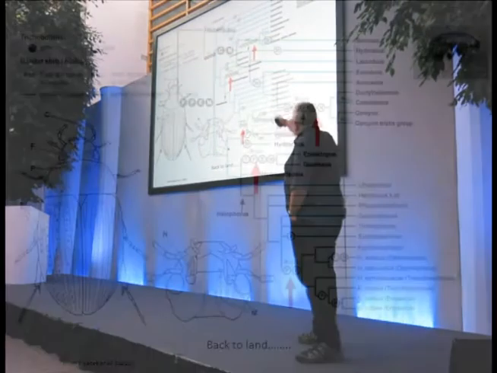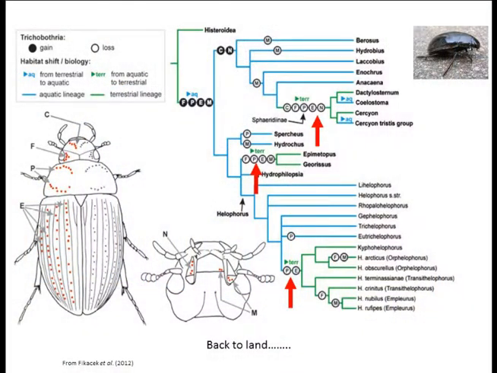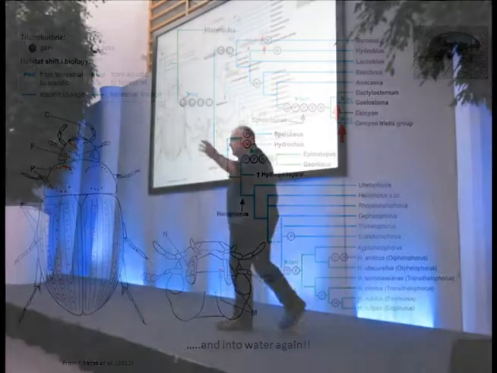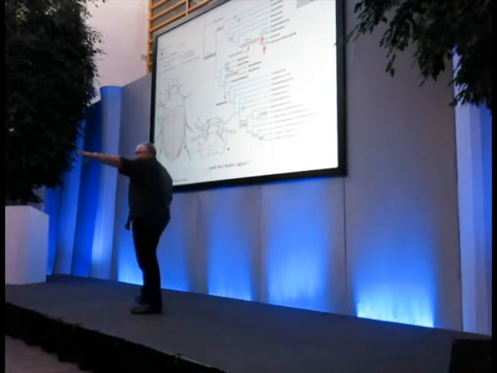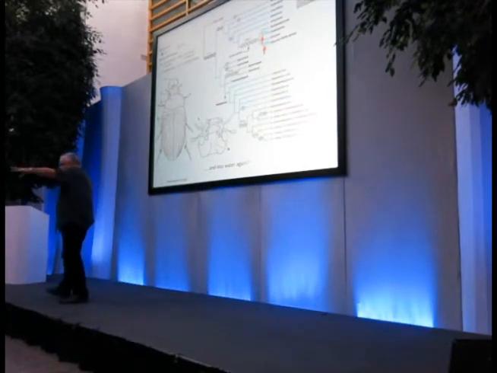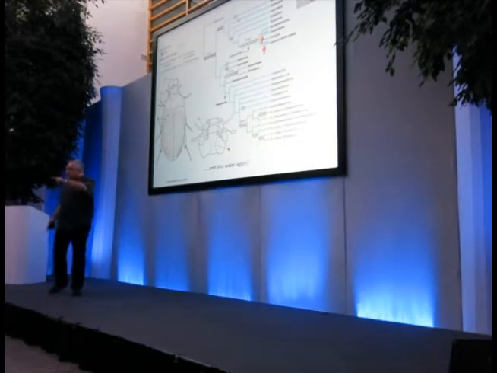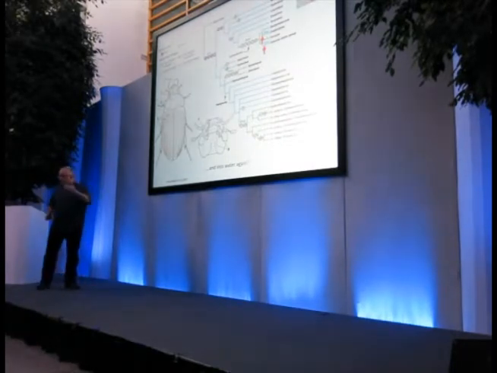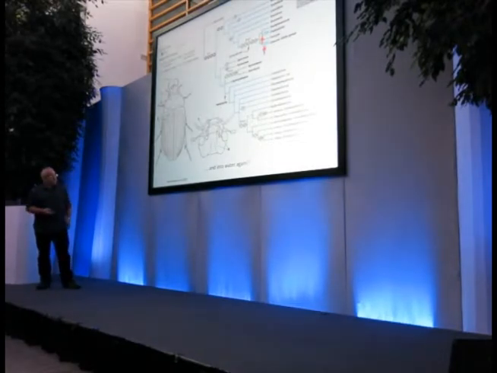Then we've had multiple re-invasions of terrestrial environments from aquatic beetles, and then in one group at least, this group, the Sphaeridiinae, we've got evidence that they've gone back into the water again. So in some cases, we have a terrestrial ancestor giving rise to a radiation of aquatic beetles, then some of those aquatic lineages recolonizing land and back again. So multiple transitions, in some cases, within the same major lineage of beetles.